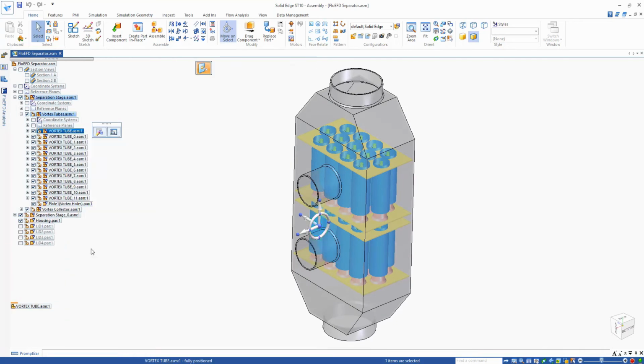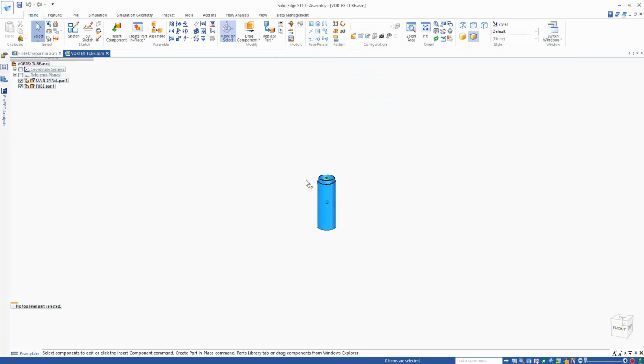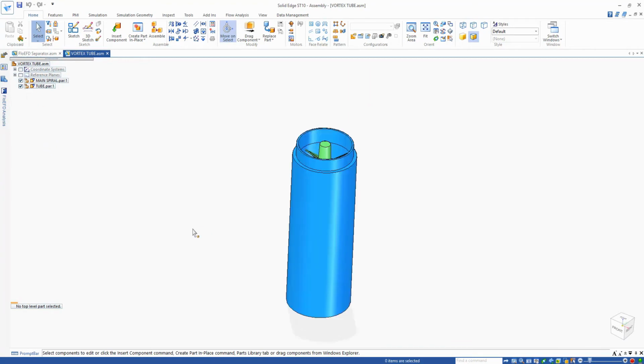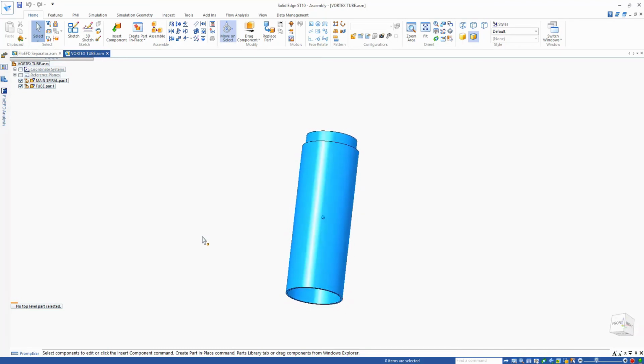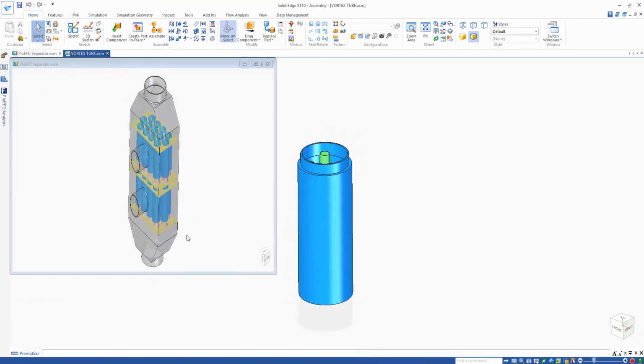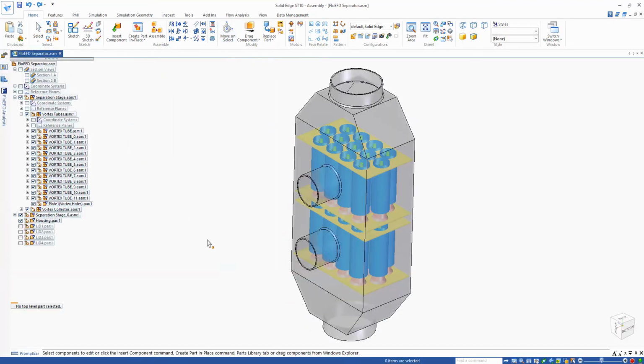Let's have a look at some of the design behind this particular separator. You can see that we have a single spiral that's going to be forcing air towards the outside of this vortex tube, and we can understand that the particles are going to be flung outwards and then separated from the flow as it goes through the device.